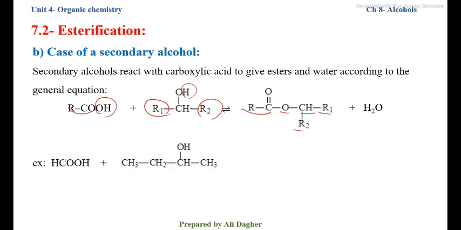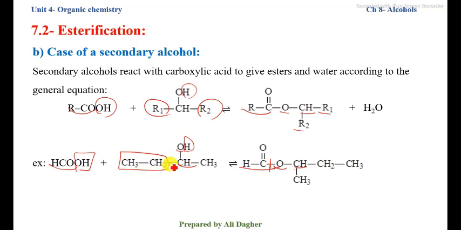Example: HCOOH plus CH3CH2CHOHCH3 give. The rest of the acid after eliminating OH is HC double bond O, O. And by eliminating H, it remains from the alcohol O. We write O, then CH. CH is bonded to two R. The longest one is written on the line, CH2CH3. The shorter one is written as a branch, and plus H2O.